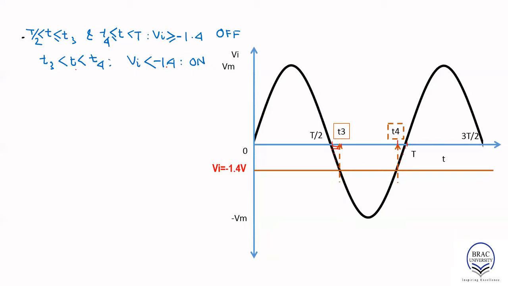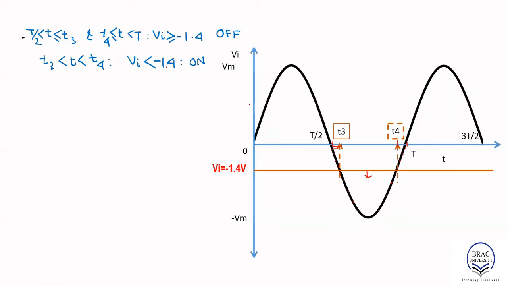However, between T3 and T4, all the value of signal is below the transition state line. So if you pick any point on the signal, all the value of the signal is below the transition state line, which is less than minus 1.4. So that means diode is on.